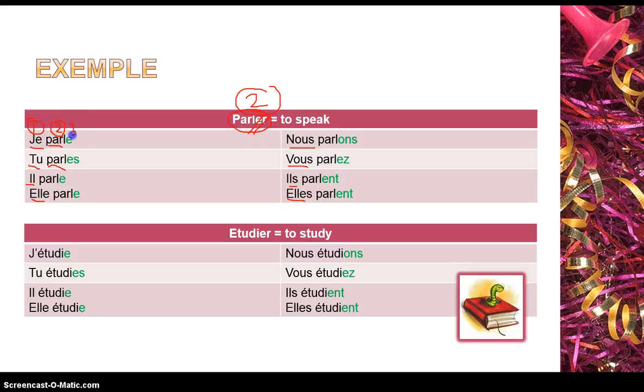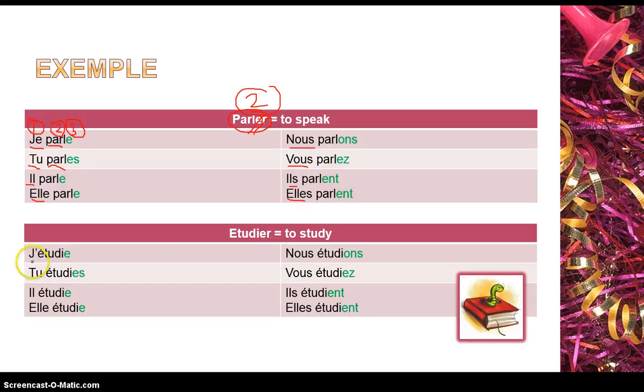Step 3, you're adding the green part, which is your endings. E, es, e, ons, ez, ent. The sooner you memorize these endings, the more success you will have in this course. E, es, e, ons, ez, ent. Okay? Étudier follows the same format.